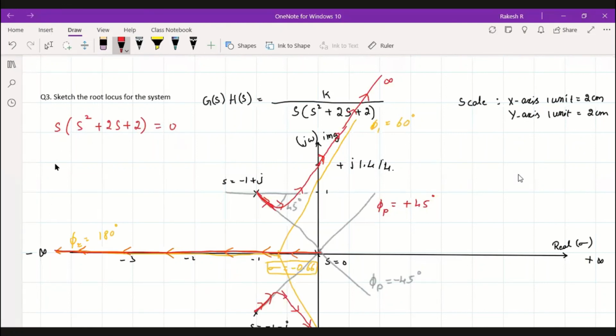Right? Now find out the roots. What are the roots of this one? s equals 0 will be one root. Then s square plus 2s plus 2 equals 0.